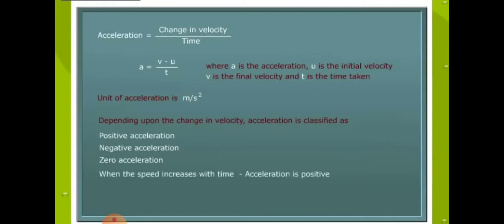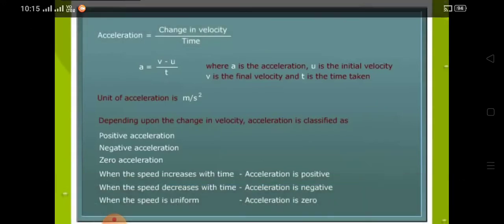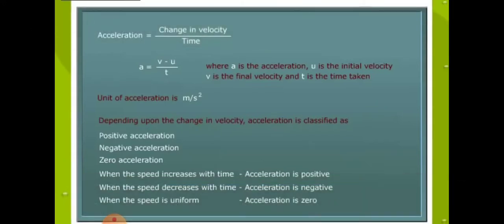When the speed increases with time, acceleration is positive. That's what I explained before. When the speed decreases with time, acceleration is negative. And when the speed is uniform, acceleration is zero. So this is the basic concept you should know.